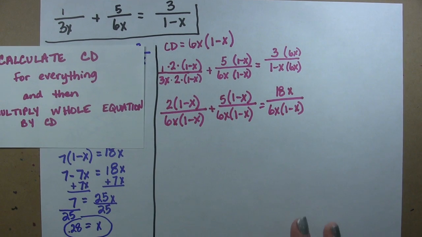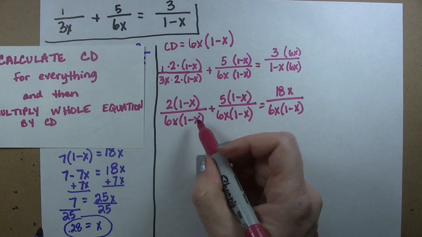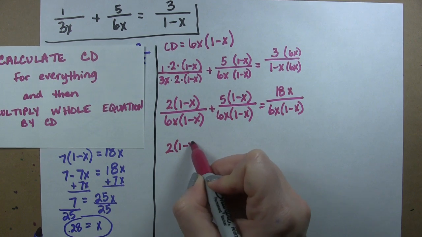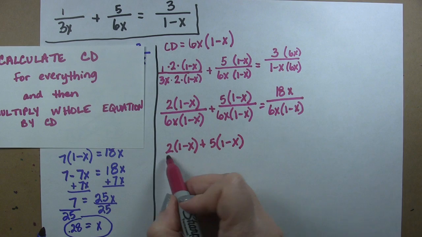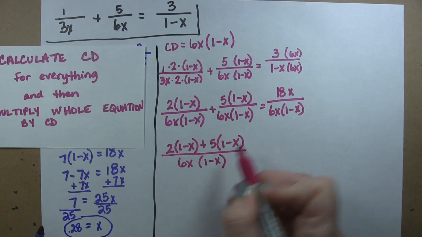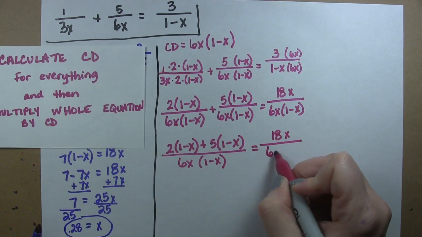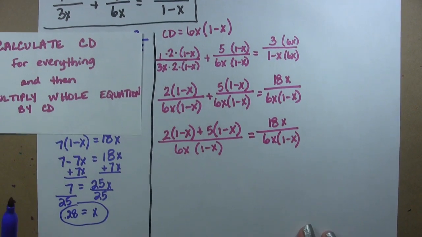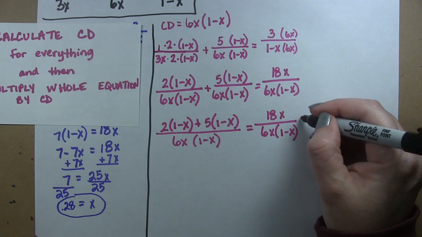Okay, so now that we have that, I am going to combine these numerators. So I get 2 times 1 minus x plus 5 times 1 minus x over 6x times 1 minus x equals 18x over 6x times 1 minus x. Whew, that's a mouthful, isn't it? Yeah, but that's okay. It's going to work out.